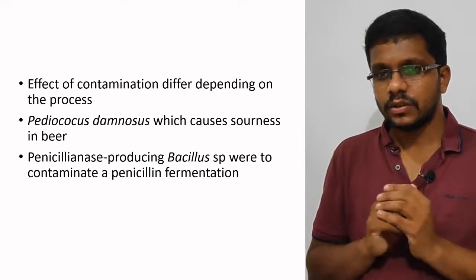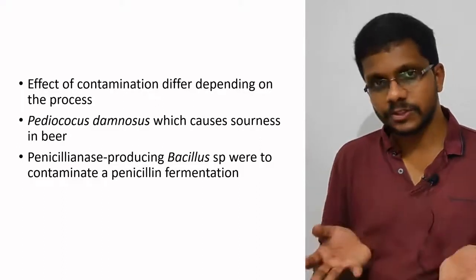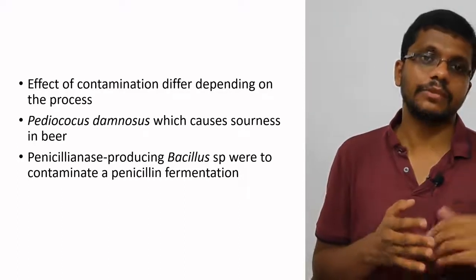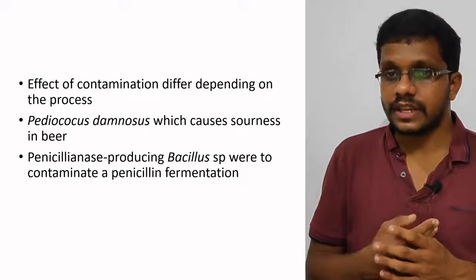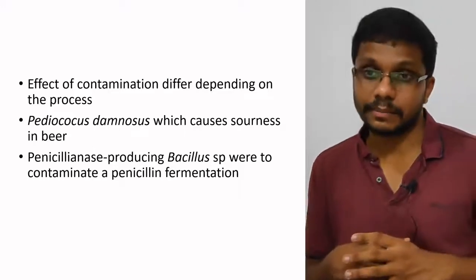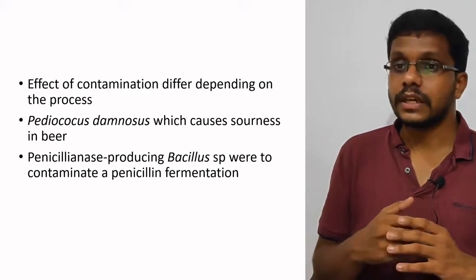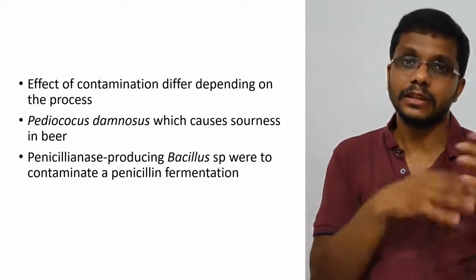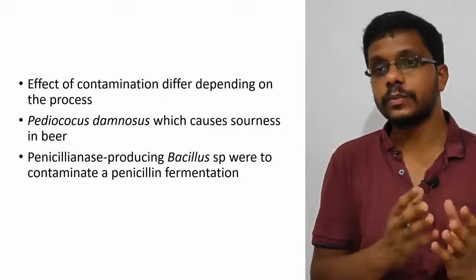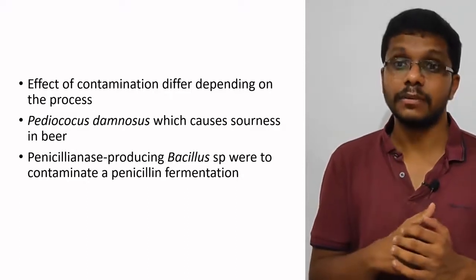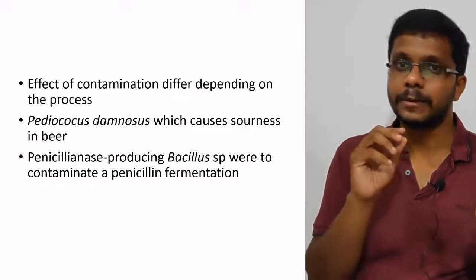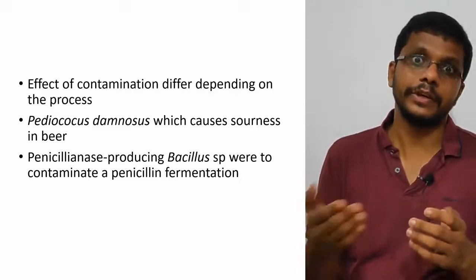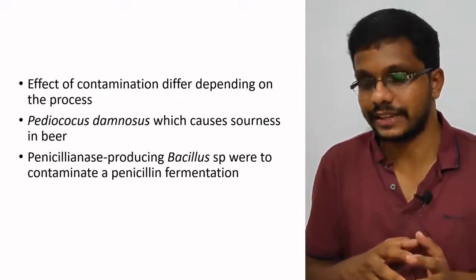So the effect of contamination differs depending on the process. Sometimes some types of contamination cause specific effects. Other types of contamination cause different effects. If you look at some of the examples, this Pediococcus damnosus causes sourness in beer. It used to contaminate the brewing process. If this Pediococcus came into the brewing process, it will cause sourness in the beer. The taste of the beer will be changed, which will make it unacceptable. We cannot sell it because the taste is awful.